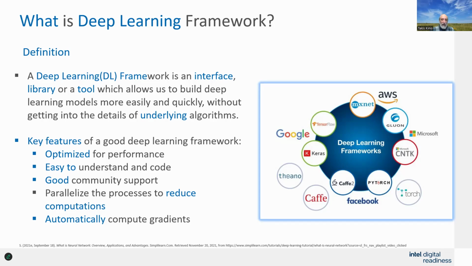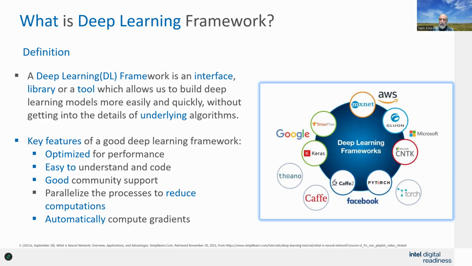So it says the key features of a good deep learning framework. They're optimized for performance, so somebody's figured out how to make them run most efficiently. They're not hard to understand and code. There's a lot of support out there. The processes can be run in parallel to reduce computations. And what that means from a computing standpoint is, if the problem is big enough, like I'm building a model, I can have multiple computer systems process it at the same time instead of doing it on one machine. And it automatically computes the gradients.